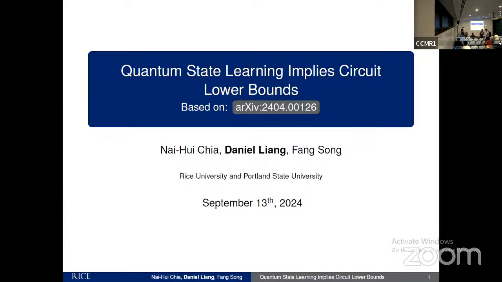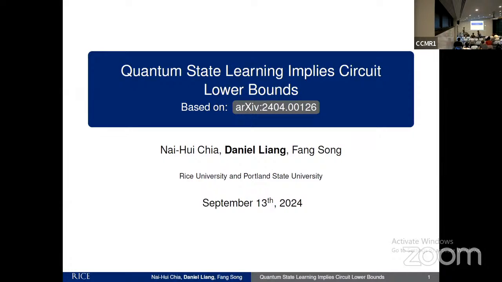All right, so we've got the second talk in the last session of the day, and it'll be Daniel telling us about a connection between learning algorithms and circuit lower bounds. Take it away. All right, thanks for the introduction.